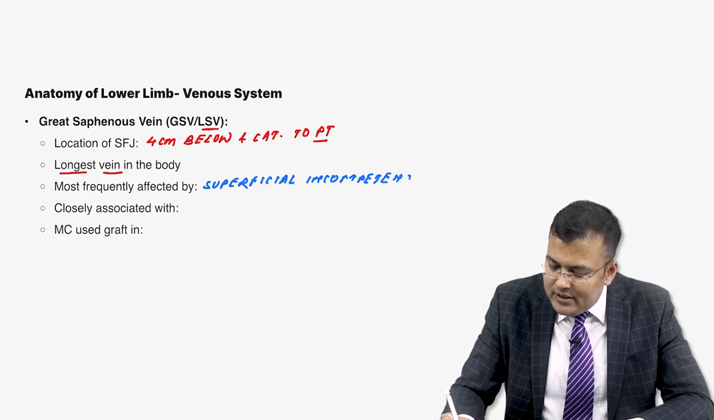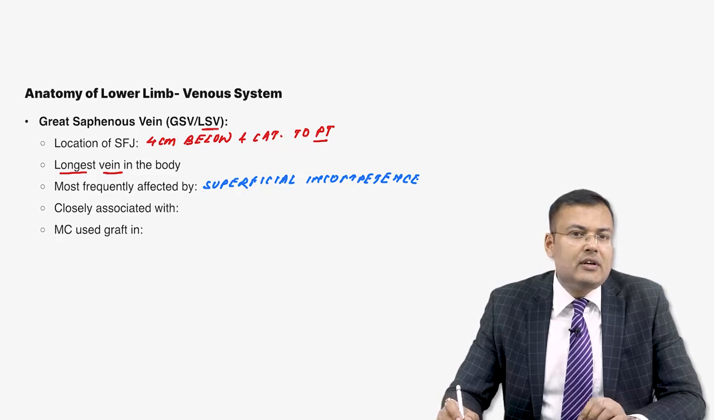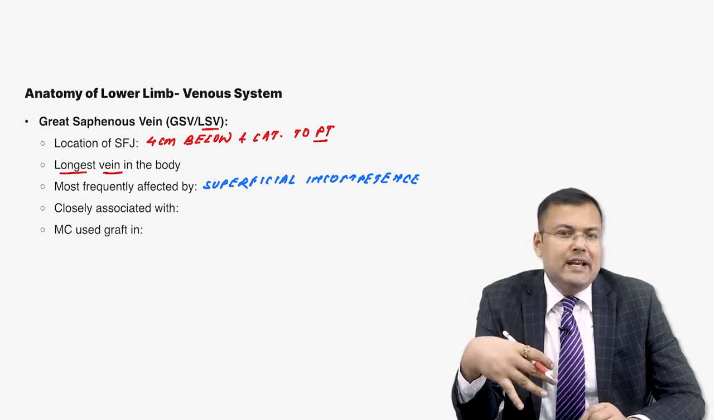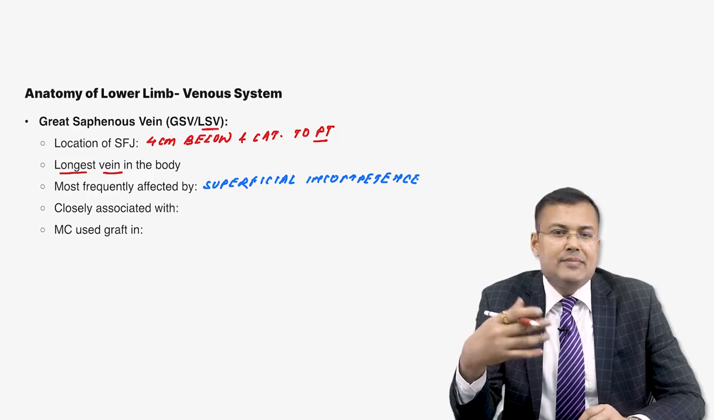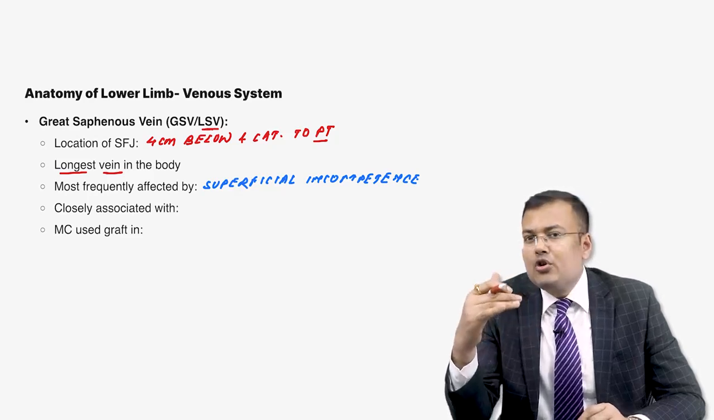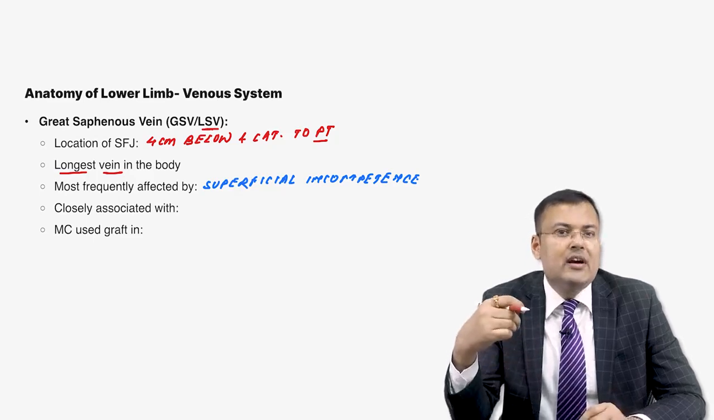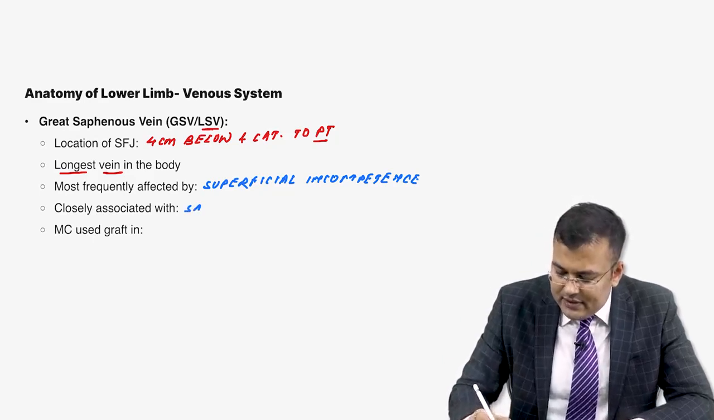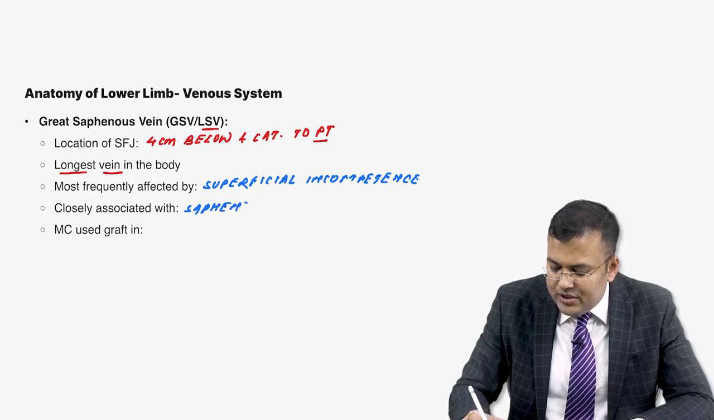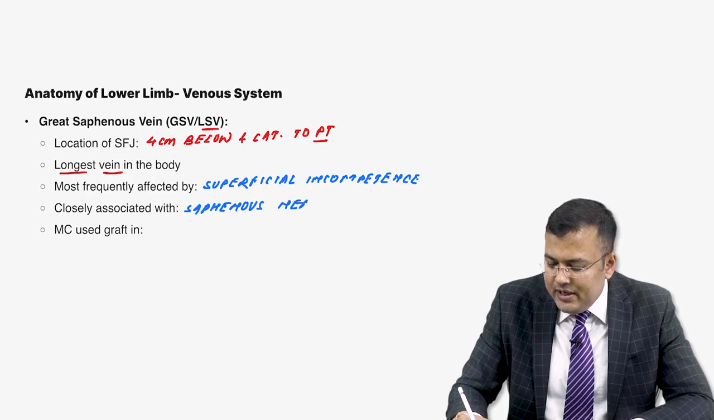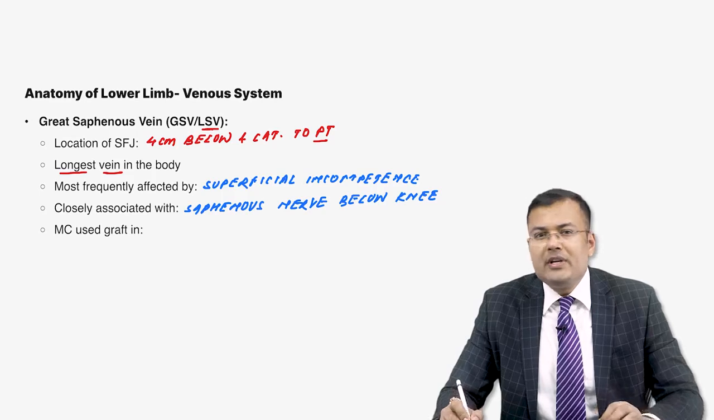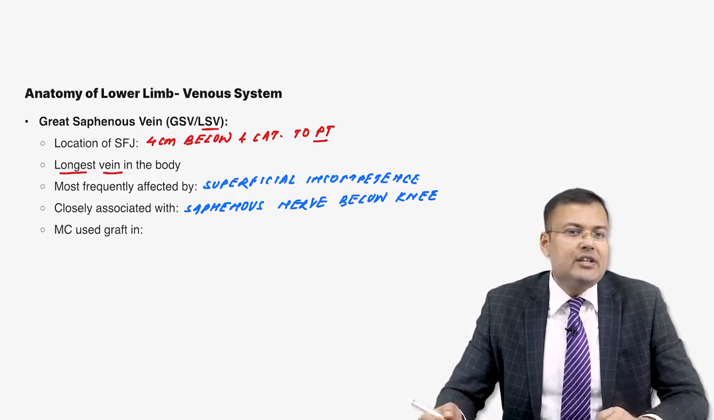You know that this vein is in close relation with which nerve? The saphenous nerve, especially below the knee. So whenever we are going for harvesting of this vein, or for stripping of this vein, especially in varicose vein, the stripping should not be done below the knee joint because it is closely associated with the saphenous nerve below the knee. Otherwise, there is increased risk of injury of this saphenous nerve.